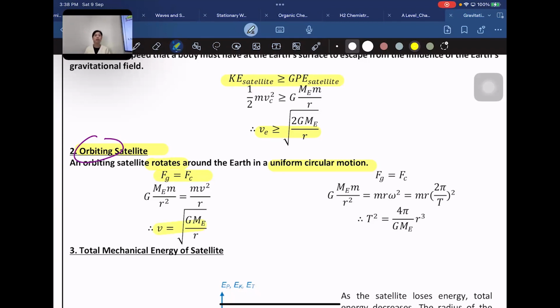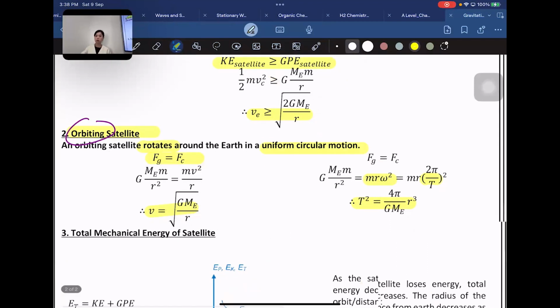But if I don't want my orbiting speed, I want my orbiting radius, I can also use mv squared over r, or I can use mr omega squared, because they both have r. But let's say I don't want my orbiting speed nor radius, I want my orbiting period. Then I can use mr omega squared, but change my omega into 2 pi over T, and do a little bit of shifting, I should be able to get the formula for period. Clear?